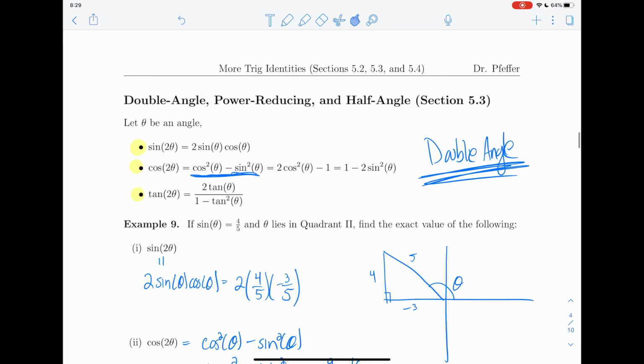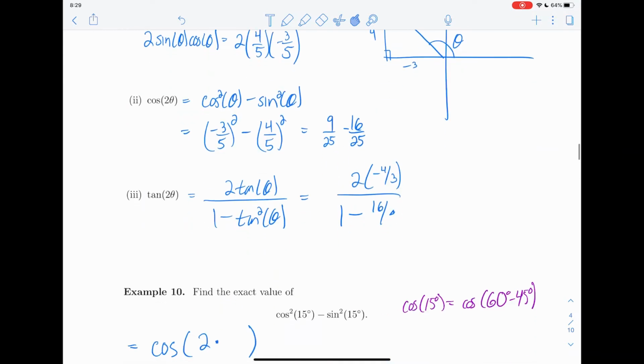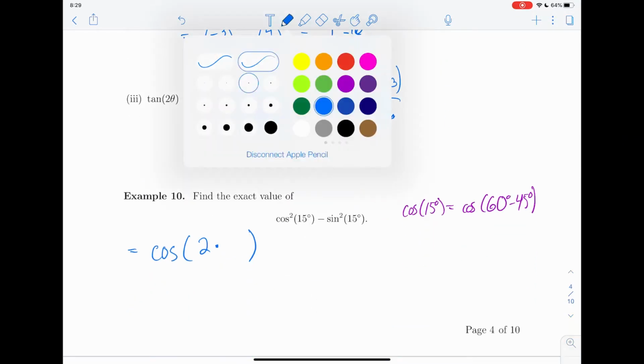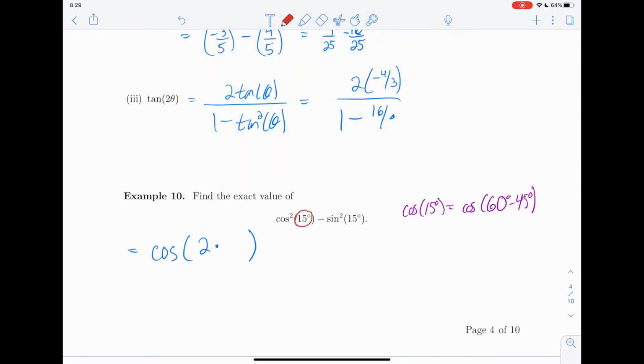Because remember, that's the formula here. No matter what the theta is, if I have cosine squared of theta minus sine squared of theta, this can be replaced with cosine of 2 times that theta. So in this case, the theta in question is 15 degrees. So this is going to be cosine of 2 times 15 degrees, which is, of course, just cosine of 30 degrees, which we know is equal to root 3 over 2.